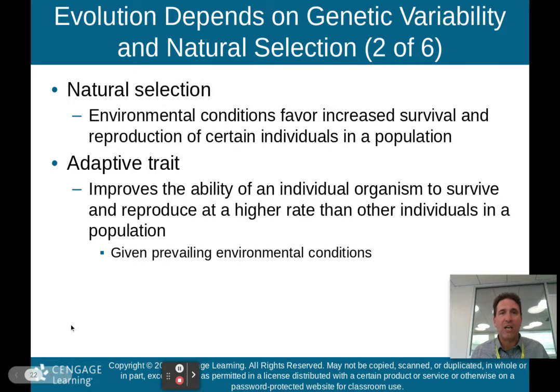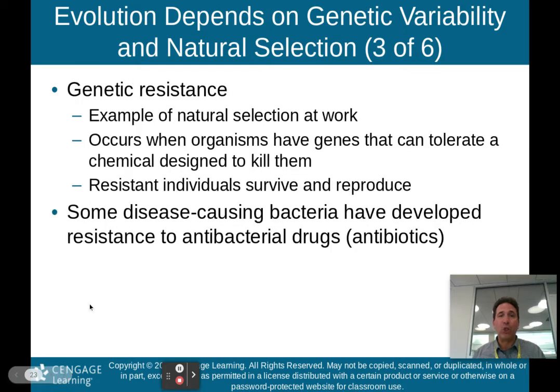All right, so moving on here, natural selection, again, kind of what I just talked about, is environmental conditions that favor increased survival and reproduction of certain individuals in a population. What are those certain individuals? Those certain individuals are ones that get this mutation that helps them survive better than maybe the same species without the mutation. And this is how we evolve. This is how evolution works. An adaptive trait improves the ability of an individual organism to survive and reproduce at a higher rate than other individuals in that population, again, given the prevailing environmental conditions. So that's what we're dealing with when we're dealing with natural selection and evolution.